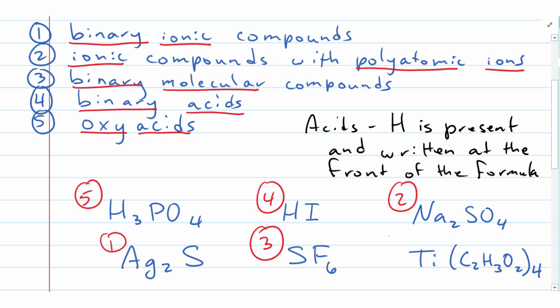And then the last one, that's a 2. Number 2. This is an ionic compound with a polyatomic ion. We know it's ionic because we have metals bonded to non-metals, and it can't be binary because it has more than 2 elements in there.